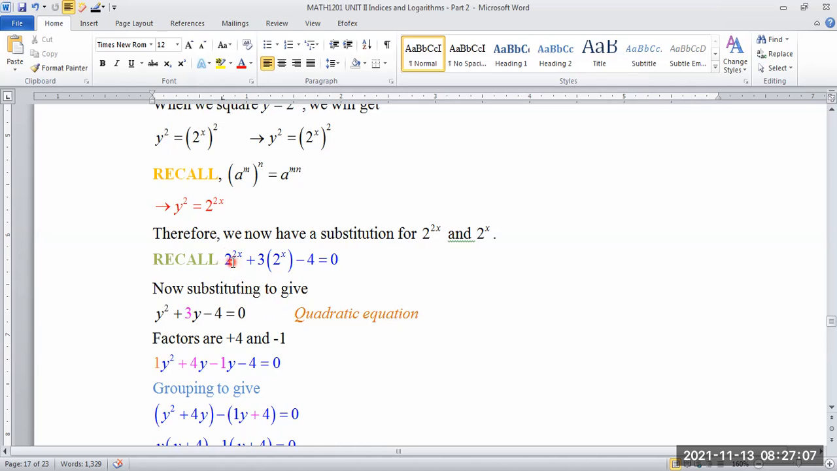So 2 to the 2x, see here, I'm going to substitute it as y squared. And 2 raised to the x power, I'm going to substitute this as y. So this becomes plus 3y, and this minus 4 is here. So I now have my quadratic equation.